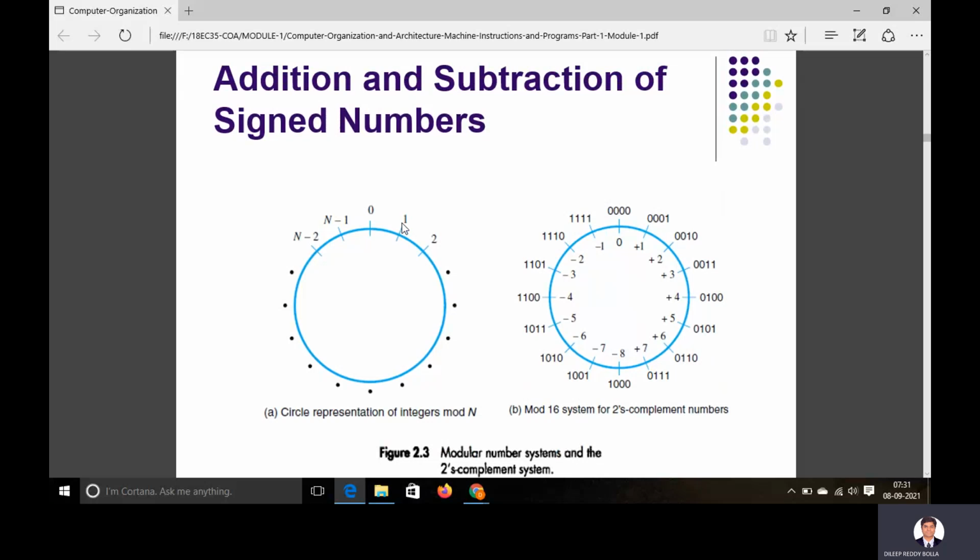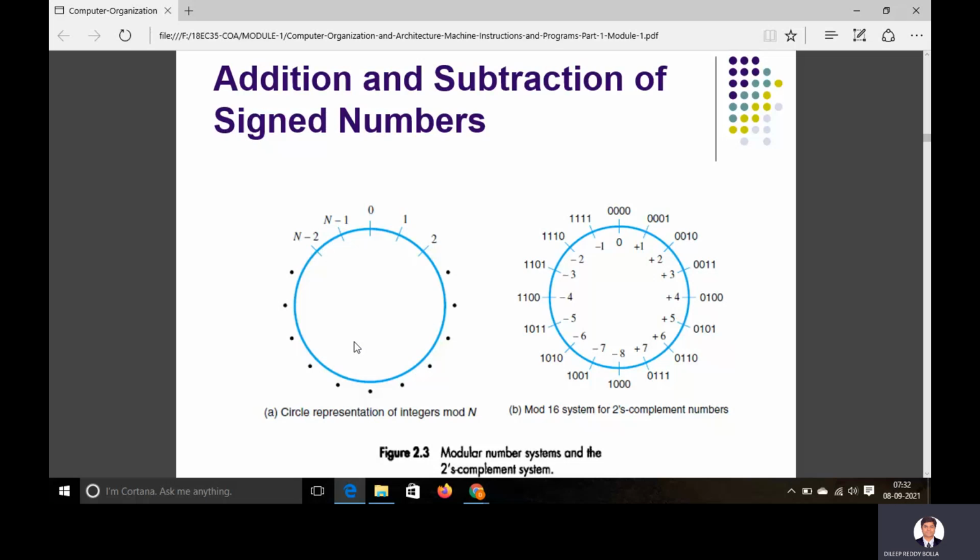Let us say capital N value is 8. We can represent this circle 0, 1, 2, 3, 4, 5, 6, 7. 8 minus 2 is 6, 8 minus 1 is 7, so we can go up to that. All right. Now if the value of n is 16, in that case we represent from 0, 1, 2, 3, 4 and so on up to 14, and n minus 1, which is 16 minus 1, is 15. So this is the general approach of representing the numbers in a circle representation.